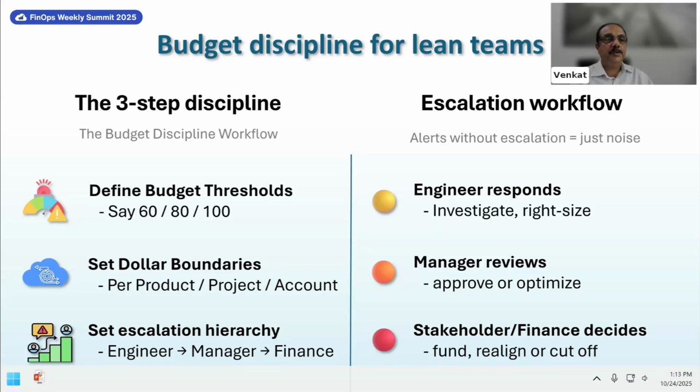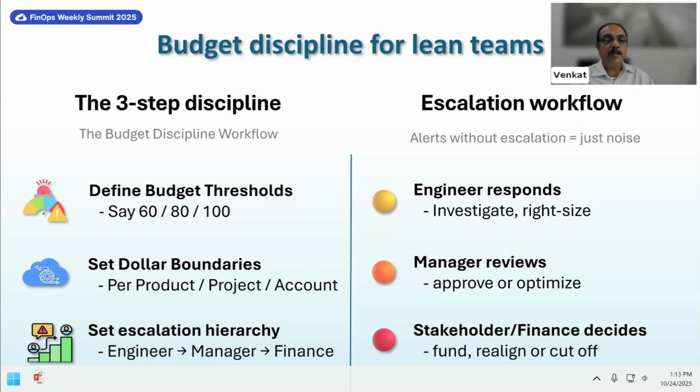So we need to define the thresholds. Otherwise, there is no way to take actions. Set dollar boundaries. Every product or project account has a dollar amount associated with it. Talk to your stakeholders, the owner who manages that, and put those boundaries on those accounts or resources.